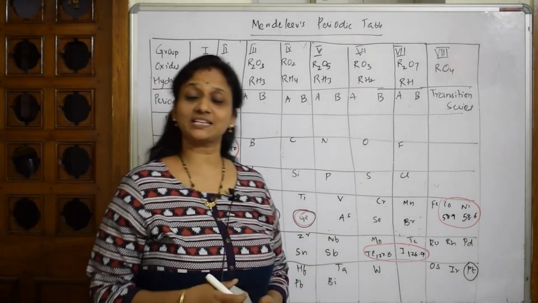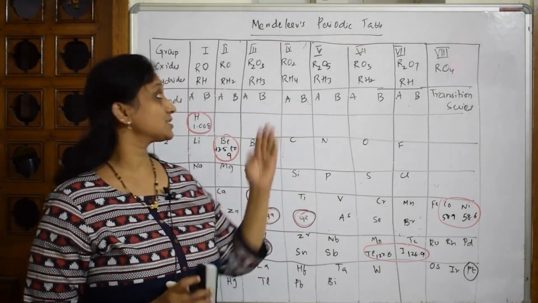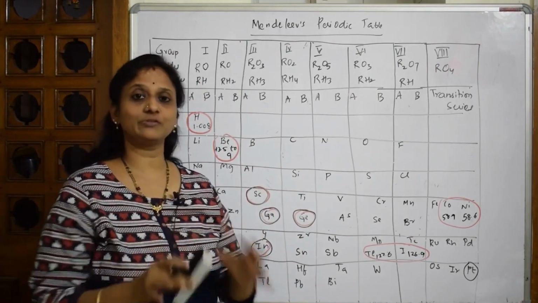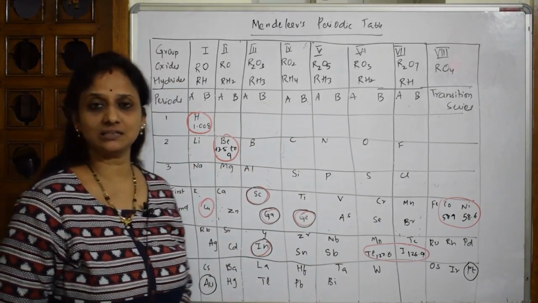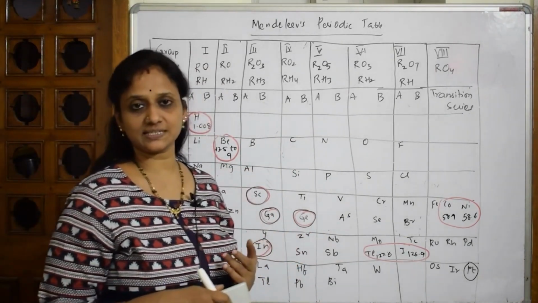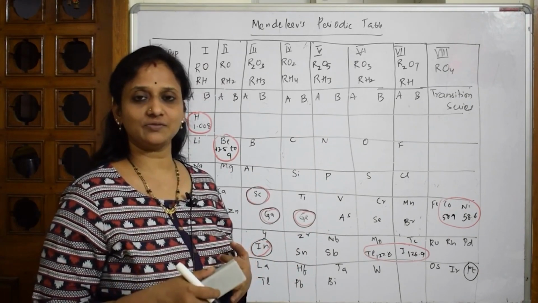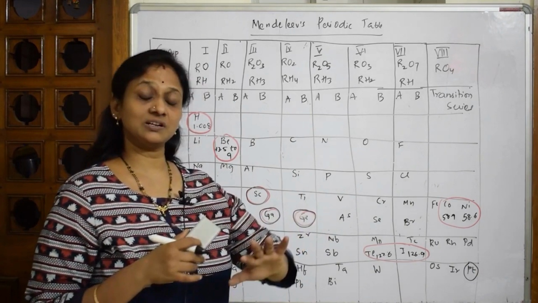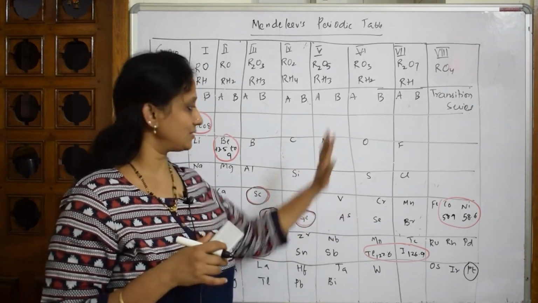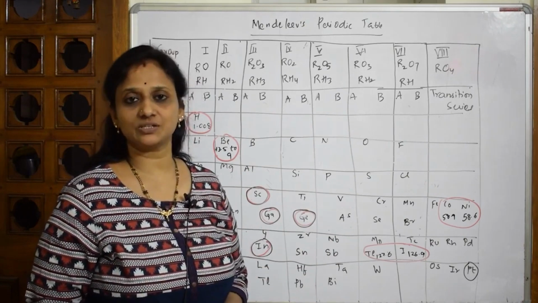Right, so after Lothar Meyer's curve, we have come to the next concept, Mendeleev's periodic table. A lot of information has to be remembered here. Whenever you're learning a theory, you need to remember which year it was discovered, who the discoverer was, then the definition, then the examples, and the merits as well as demerits or limitations.